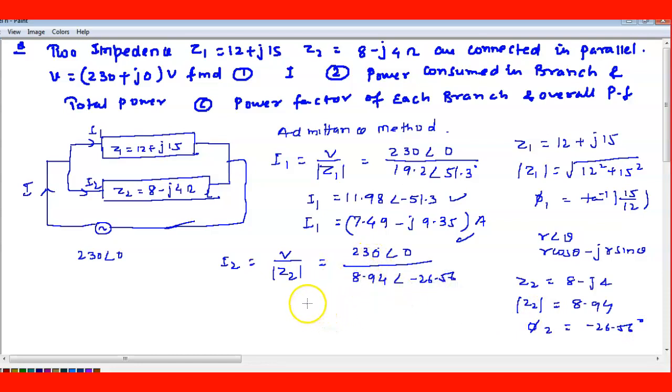So 8.94 with angle minus 26.56, and dividing 230 by this, I2 is equal to 25.73 with angle 26.56. If you want to write it in complex form, I2 is equal to this times cos theta plus j times this times sin theta, so 23 plus j times 11.5, right? If you calculate this in the calculator directly, you get the complex number form.